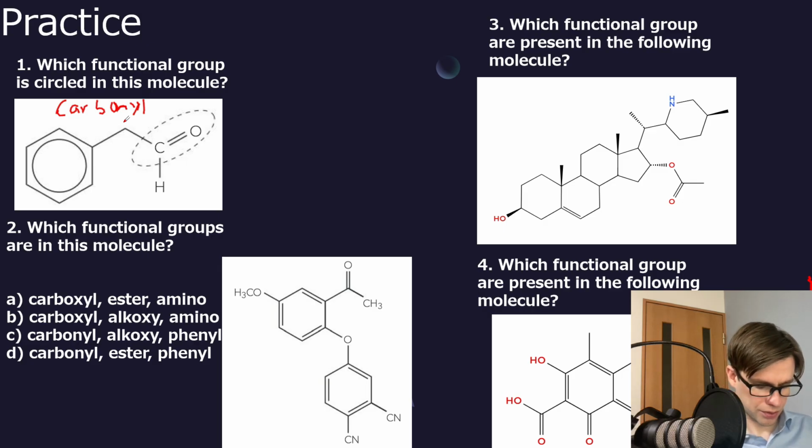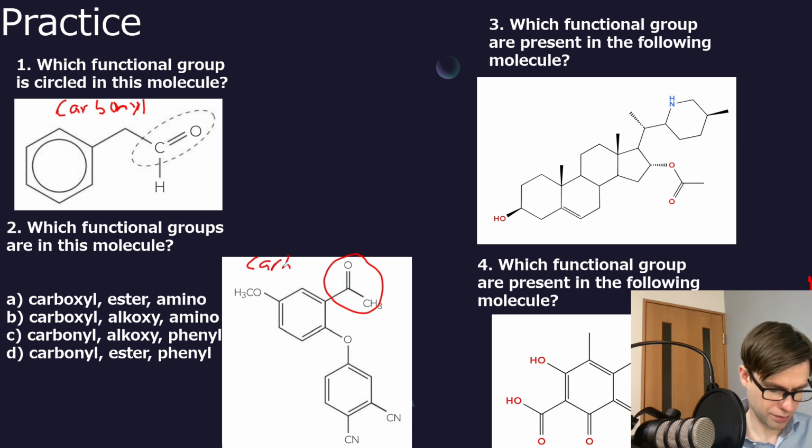Okay, number 2, which functional groups are in this molecule? We have 4 choices, but let's just find them all. So in the top right, C double bond O C. This will be also a carbonyl group. It is a ketone, but that shares a group with aldehydes. COC here, this will be an ether, therefore its functional group name is alkoxy. There is another alkoxy group here, COC.